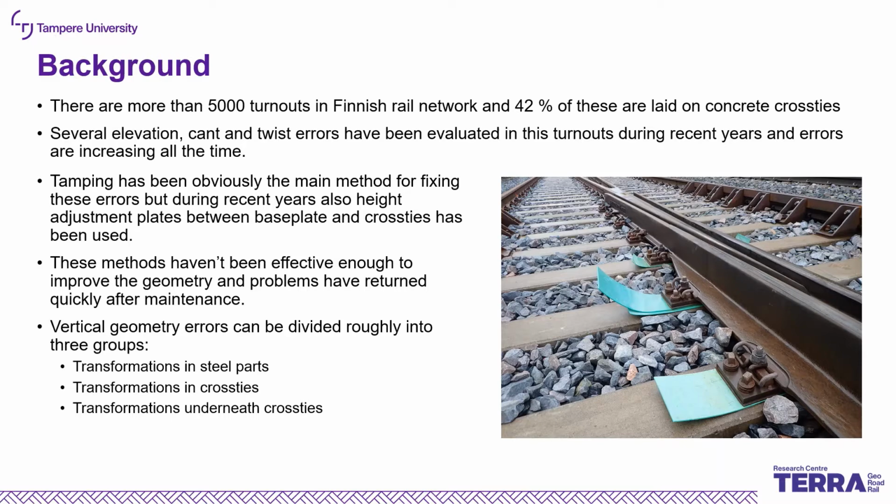divided the vertical geometry errors in turnouts roughly into three groups. There are deformations in steel parts, so if there is something wrong with the actual rail or fastening systems, then there are deformations in crossties and deformations underneath the crossties. And this project is, of course, now focusing on the deformations in crossties.